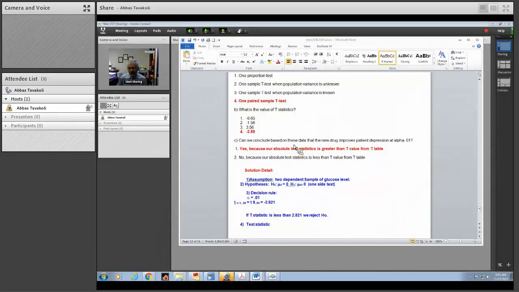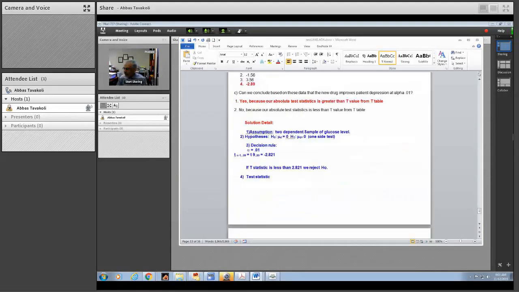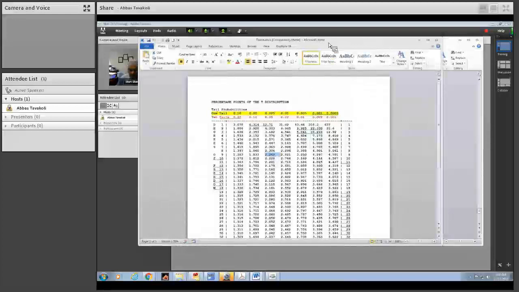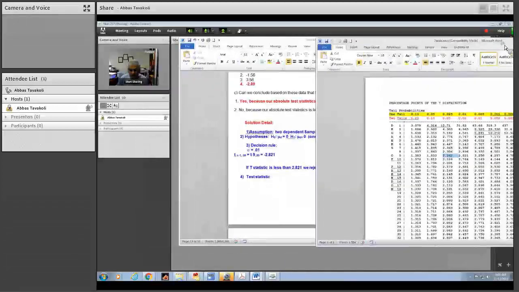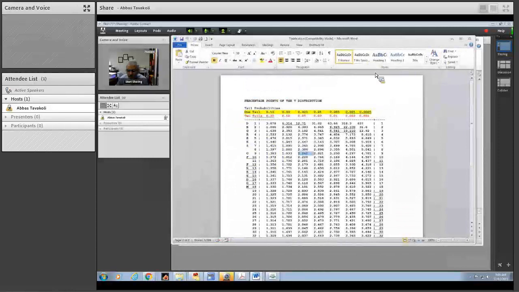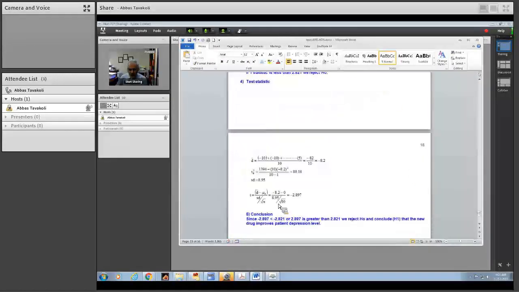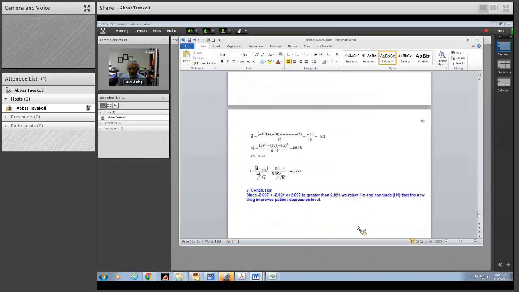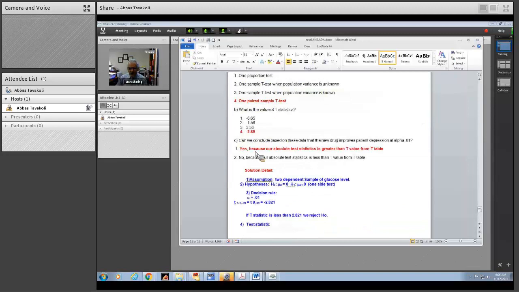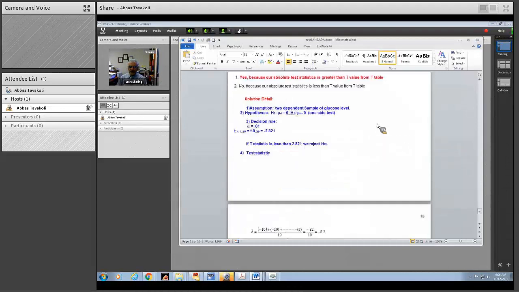Can we conclude based on this data that the new drug improved, alpha 0.01? If you look at the t value for 1 tail, again, here our sample was 10, so it would be 9 degrees of freedom and 0.01. So 1 tail, 0.01, and 9 is 2.821. So that's the 1 tail test. So since our absolute value 2.897 is greater than that, we reject the null and we say yes, because our absolute value is greater than the t value from the table. So that is the correct answer.